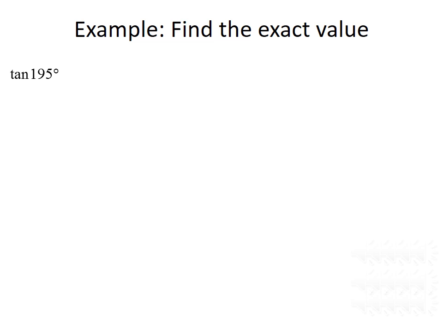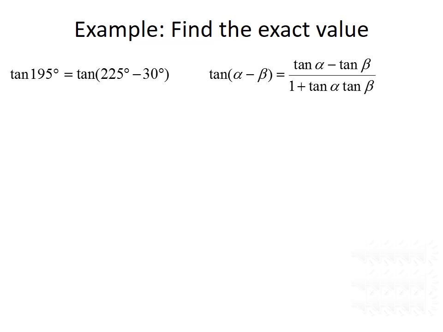We can rewrite 195 as 225 minus 30. So we're looking at the tangent of 225 degrees minus 30 degrees. We'll apply the difference formula for tangent: tangent of alpha minus beta equals the tangent of alpha minus the tangent of beta, divided by 1 plus the tangent of alpha times the tangent of beta, where alpha is 225 and beta is 30. That'll give us the tangent of 225 minus the tangent of 30 divided by 1 plus the tangent of 225 times the tangent of 30.